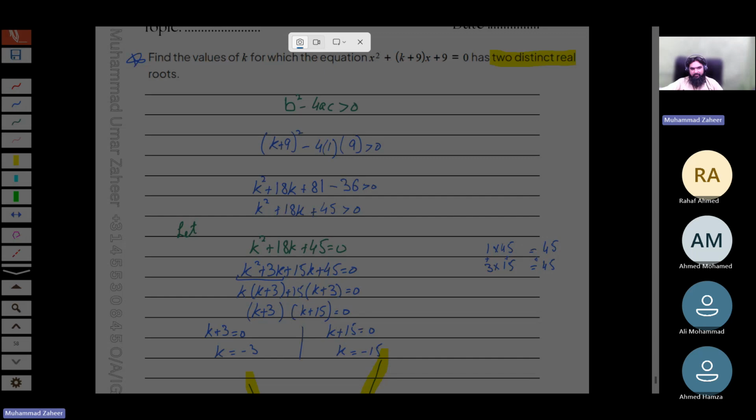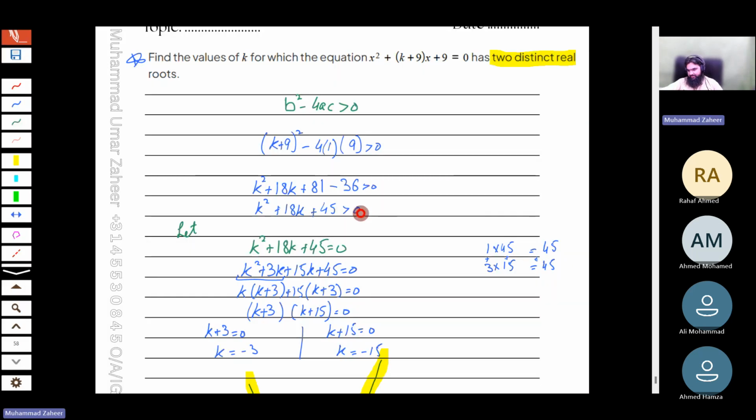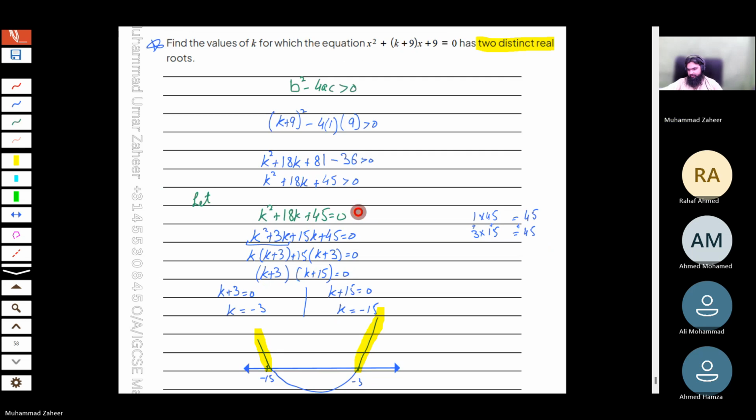Yes, everyone, please note down. I'm going to give the next question you have to do. It's exactly the same pattern. Please note down.